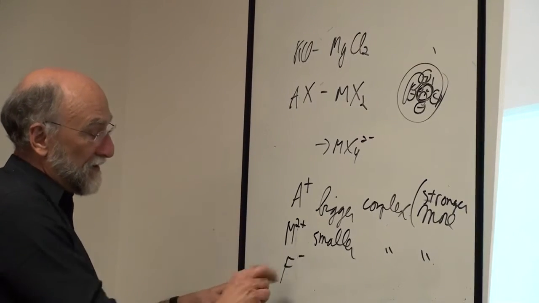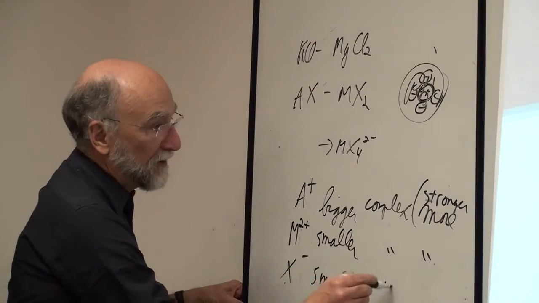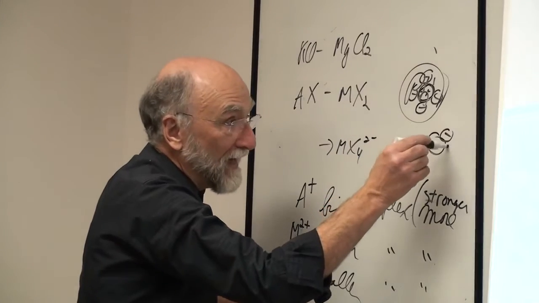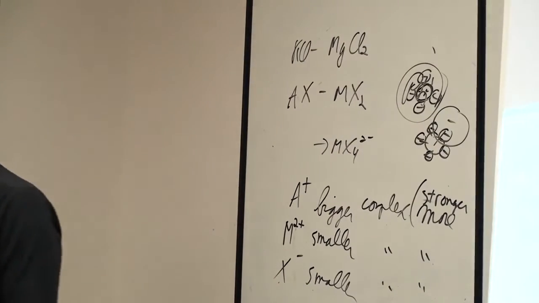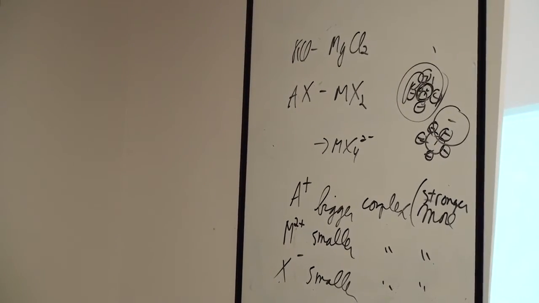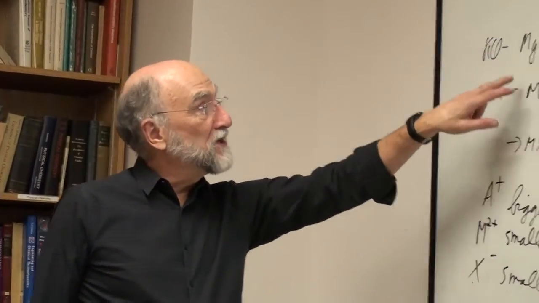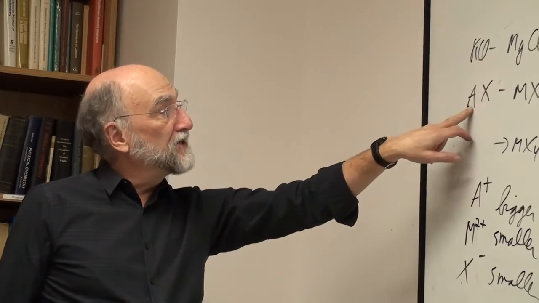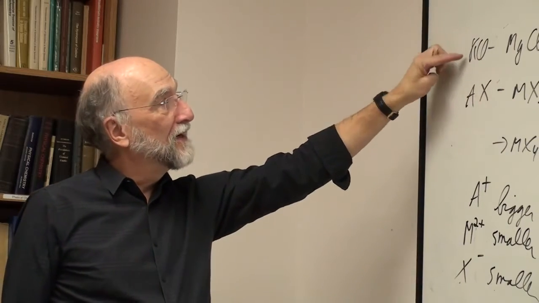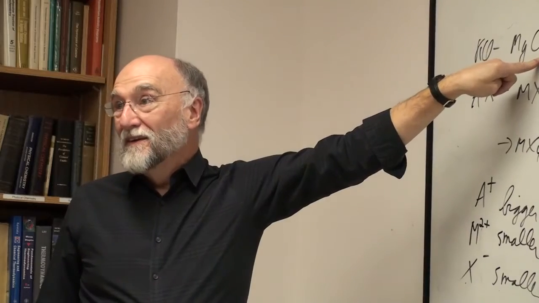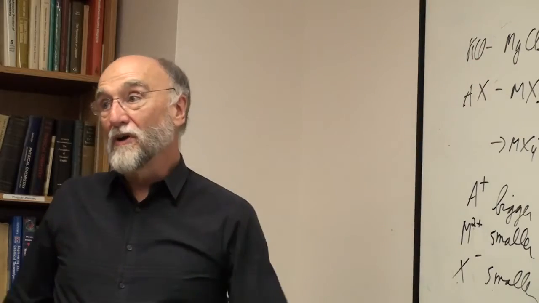And as the halide ion X minus is smaller, the complexing is stronger for the same reason. If you've got small anions like fluorine around your central ion, they tend to form strong complexes. If you've got big anions like iodine, they tend to form weaker complexes. So if the X are halides, the A's are alkalis, and the M's are alkaline earths, your strongest complexing would be cesium fluoride, beryllium fluoride, and your weakest would be something like lithium iodide, barium iodide.